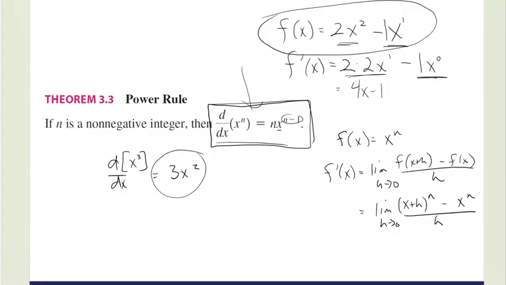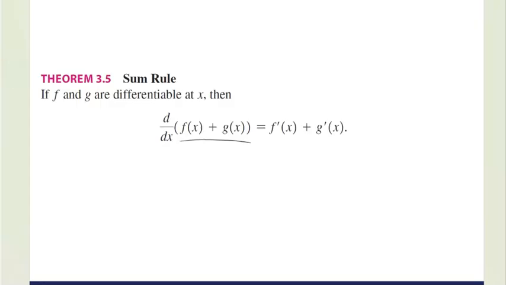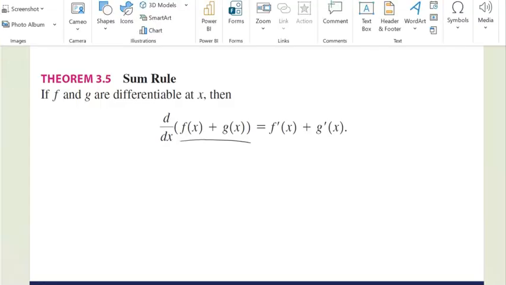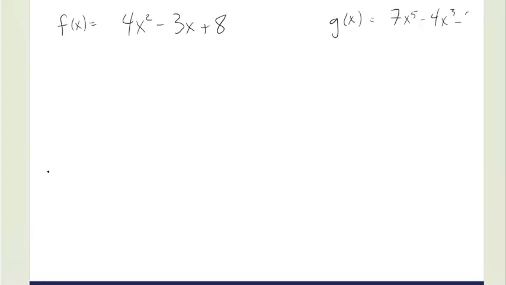All right, so we probably need to do some examples here. So let's see. Let me give you a couple examples to do. When I write these down, let's see, 4x squared minus 3x plus 8. How about something like this? 7x to the 5th minus 4x to the 3rd plus 8x, all divided by, let's say, x. Okay, find the derivative. Those are the directions. Go ahead and pause the video, see if you can get them.